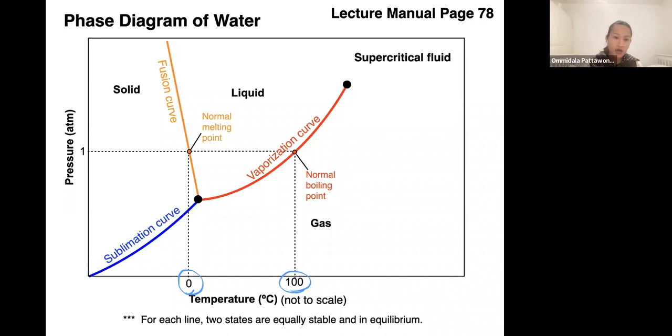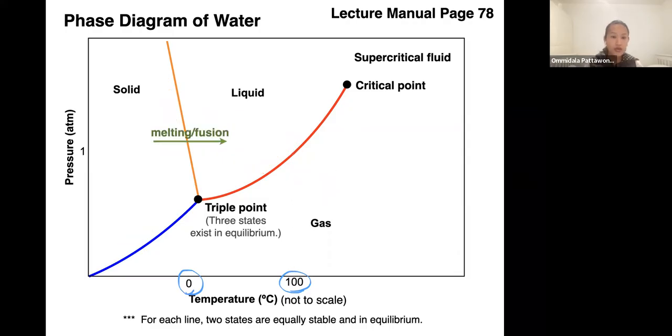The boundary that separates solid and gas is what we call the sublimation curve. Along the sublimation curve, solid and gas exist in equilibrium. When all three phases meet together, this is what we call the triple point, where three states exist in equilibrium. The last one is the critical point. Beyond that point, you will no longer be able to separate liquid and gas, and it becomes supercritical fluid.